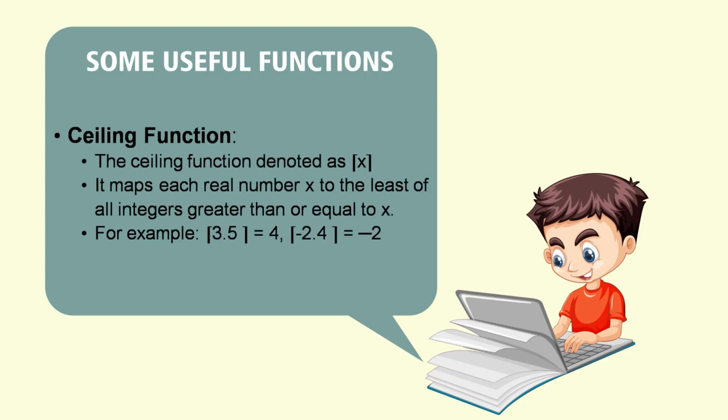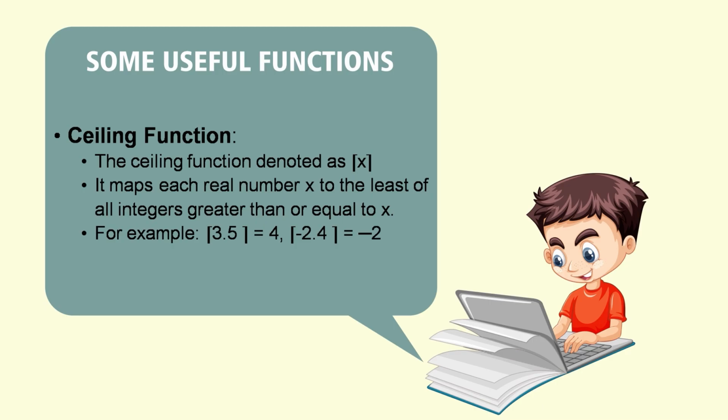As far as the ceiling function is concerned, it is represented as what you can see. It's almost like a bracket, but the bottom part is missing, right? So you just see the notation. It maps each real number x to the least of all integers greater than or equal to x. That means the ceiling of 3.5 has to be 4. The ceiling of minus 2.4 has to be minus 2.